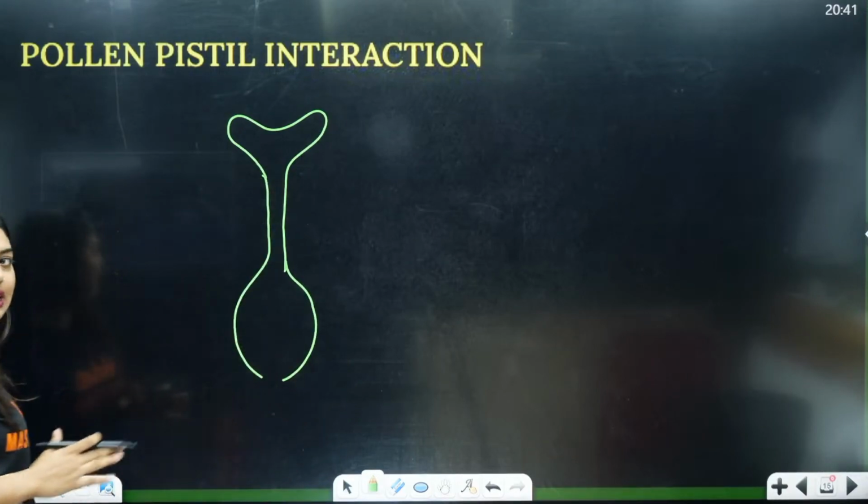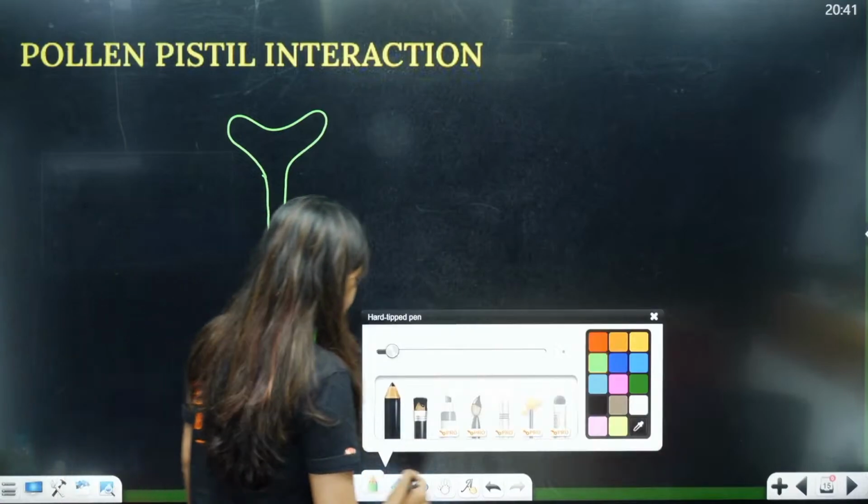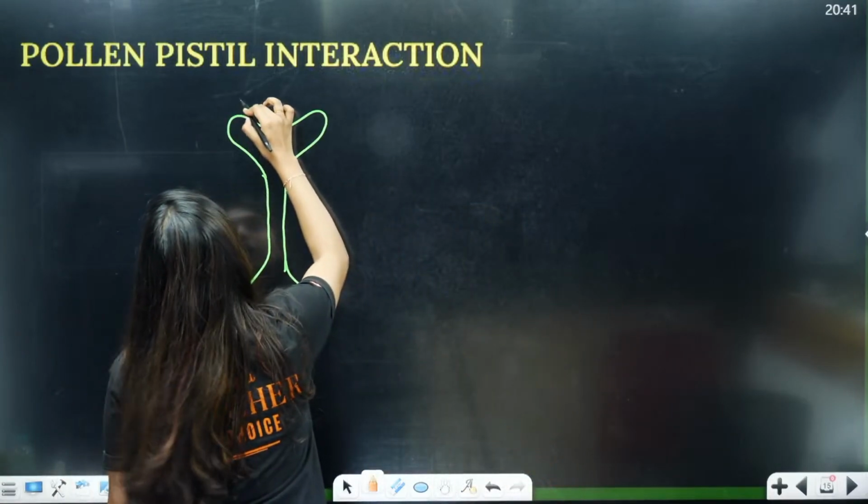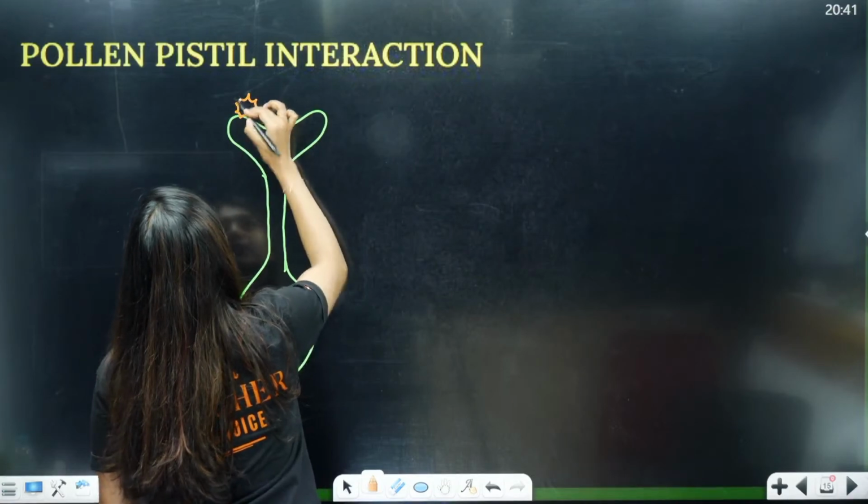This is your stigma, style and ovary. Now to the stigma, your pollen grains are going to fall. Now it is up to the stigma if they want to accept the pollen grains or not.